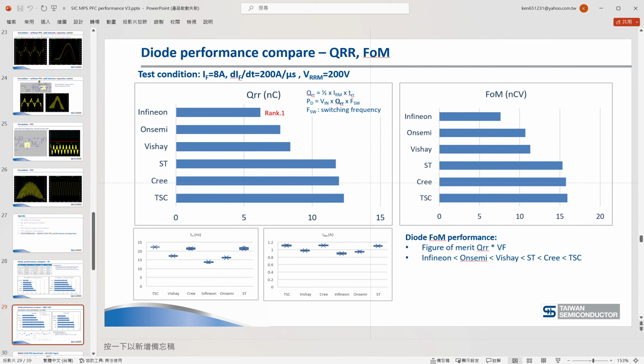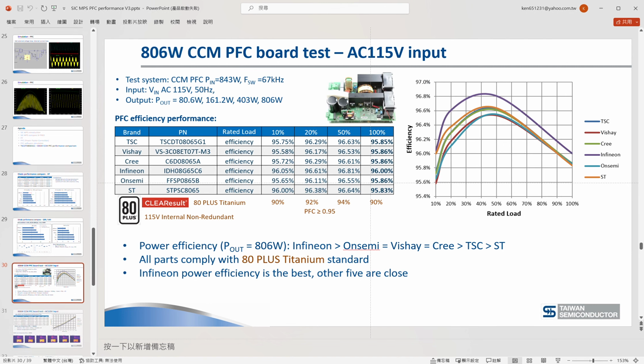And we compare the device reverse performance, the QRR. Infineon got the lowest QRR, so its performance is ranking 1. The next is onsemi, the next Bichet, and ST, Green, TSC are very close. If we take these two indexes, we add QRR, we use a figure of merit to describe the device performance. Infineon got the best figure of merit. The next onsemi, the next Bichet, ST, Green, TSC are very close.